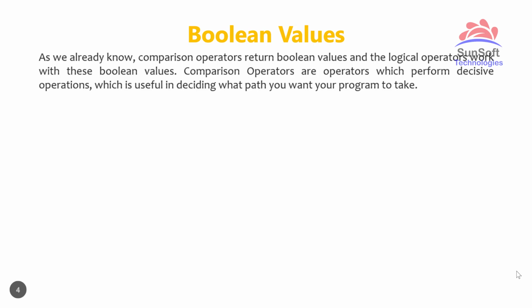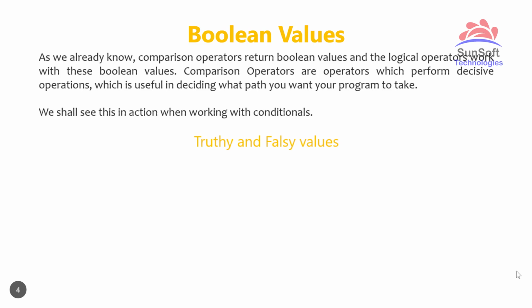How will that help us? If we want a certain variable to be greater than 10, then we'll say if it is greater than 10 then do a certain thing, and if it is not greater than 10 then do another thing. So that is how we are going to be using these comparison operators. When we work with conditionals, which is obviously the if statement, we'll see this in action. Now, truthy and falsy values.